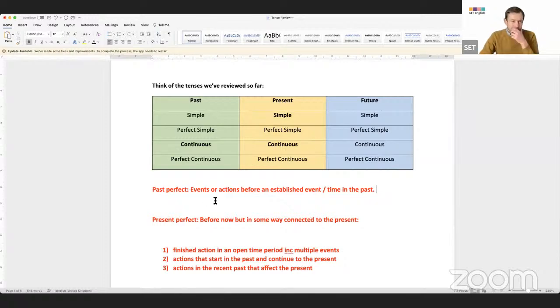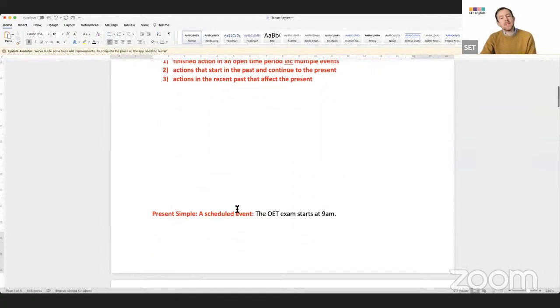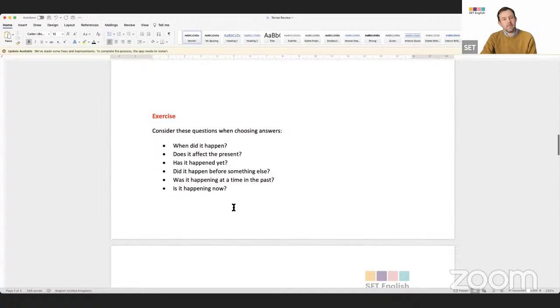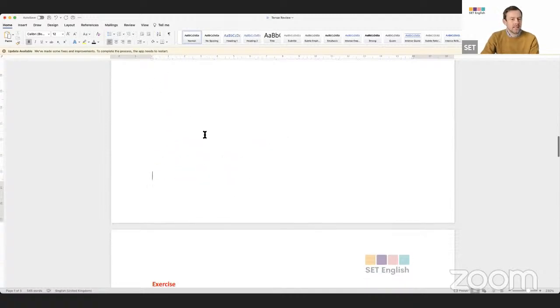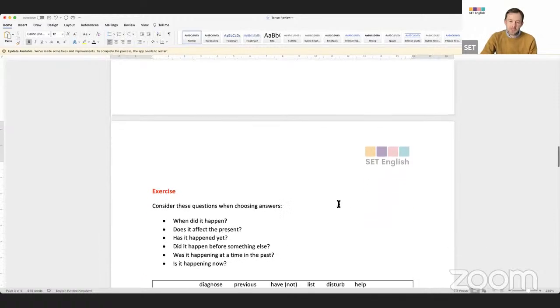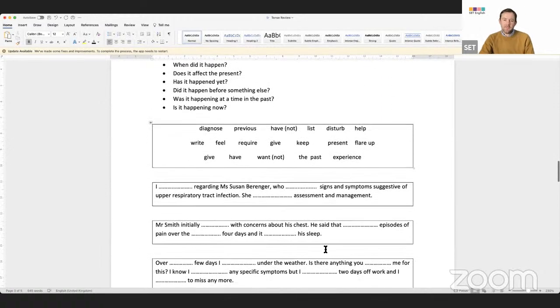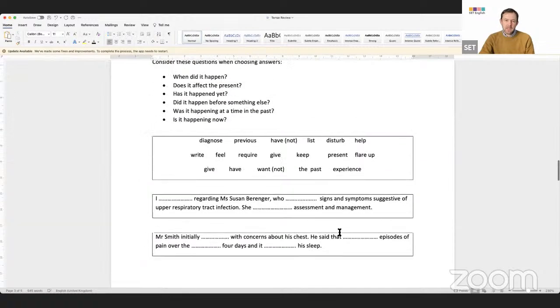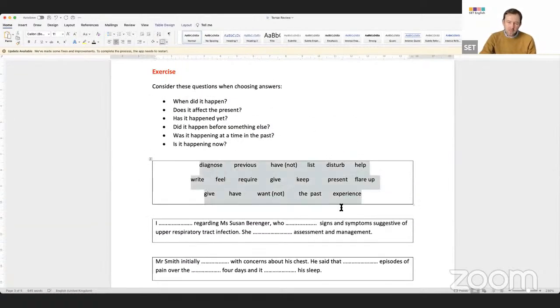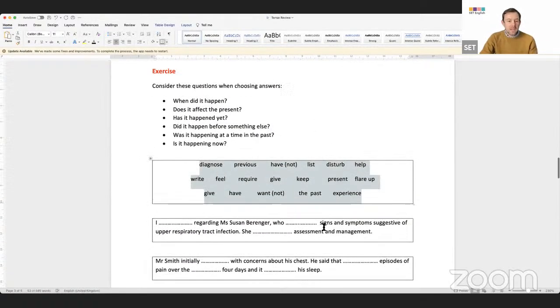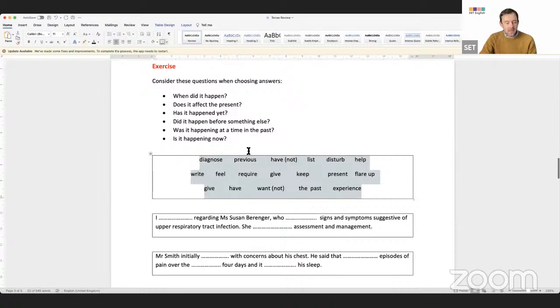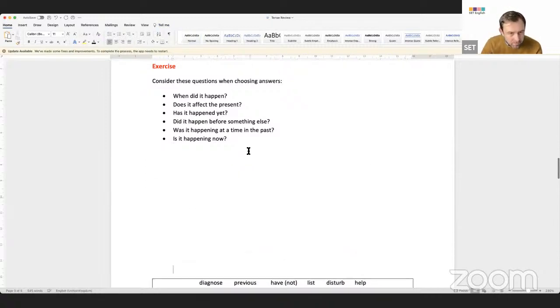Okay, so what we're going to do is I've got this exercise here. We're going to do the first couple together, and then I'm going to put you into groups. So these are the first two that we're going to do. There are some verbs in this box. You can use them more than once if you want to. You're filling the gaps.